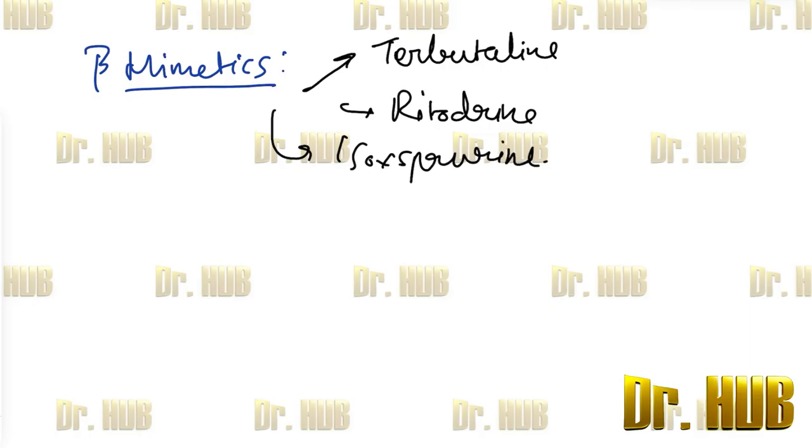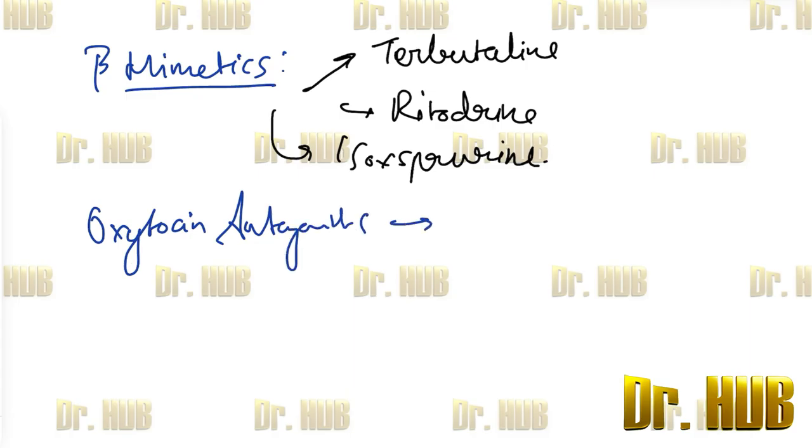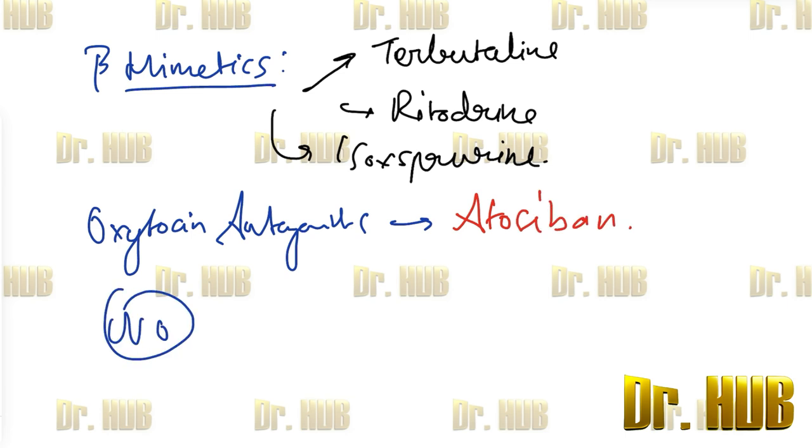Next, moving on to the oxytocin antagonist. This includes atosiban. Next come the nitric oxide donors. Under nitric oxide donors, this includes glyceryl trinitrate.